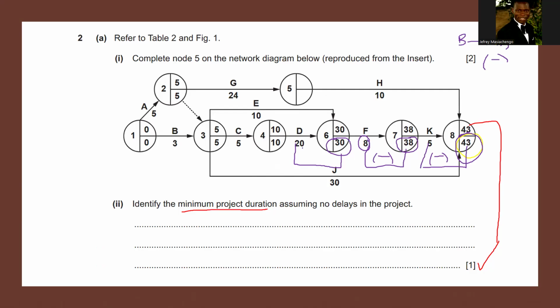30 minus what? 20. What you get is a subtraction because it's a backward pass. We're going back. Then 30 minus 20, what do we get? We get 10. This is how they got the 10. Let's move on. We now have 20, 10 minus 5. What do we get? 10 minus this 5. We subtract the duration, and then we get 5. That's how they got this 5.